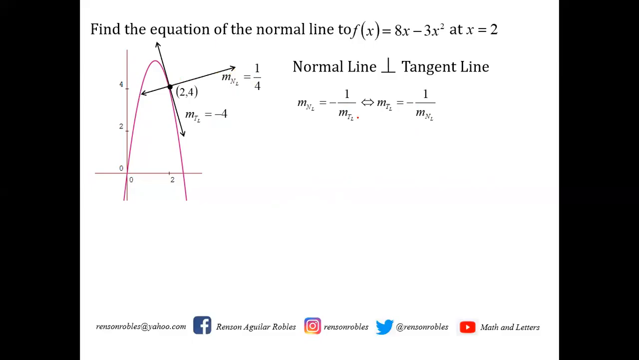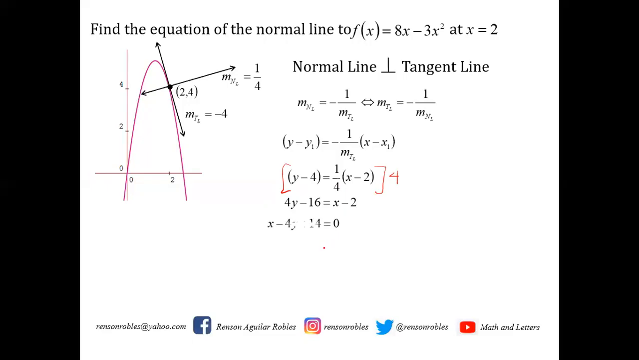Okay, if we want to get the equation of the normal line, we shall now use the same form of a line, that's the point slope form. y minus y1 equals negative 1 over the slope of the tangent line times x minus x1. And replacing y1 by 4 and x1 by 2, we shall have y minus 4 equals 1/4, that is the slope of the normal line, times the quantity x minus 2. And then multiplying this by 4, we shall have 4y minus 16 equals x minus 2. And then writing this in general form, that is x minus 4y plus 14 equals 0.